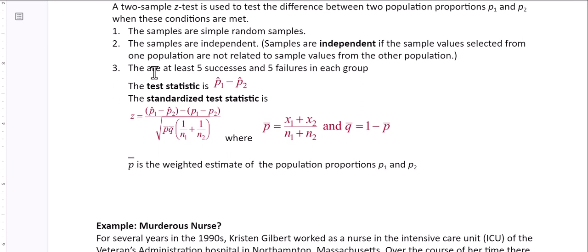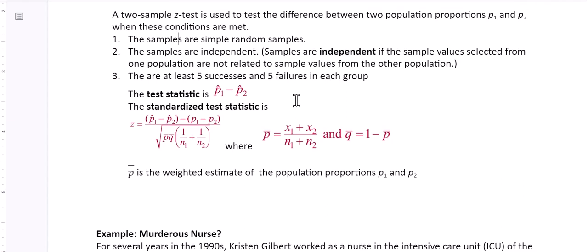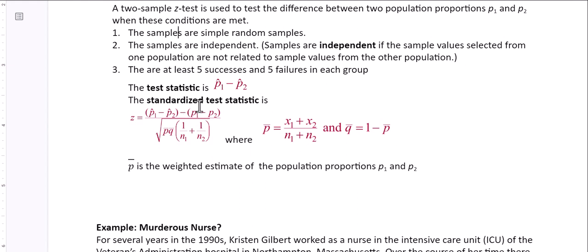We've got to make sure that we have at least 5 successes and 5 failures in each group. And we'll talk about groups once you see an example; we're going to understand better what we mean by each group and why we might have two proportions. Our test statistic is p1 hat minus p2 hat. So this is from our sample.